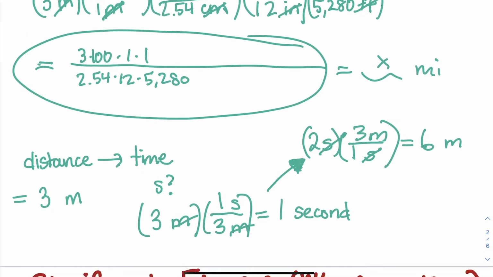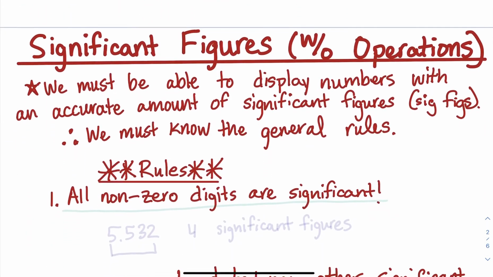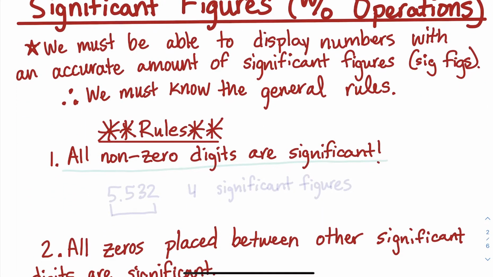Alright, with that being said, let's move on to significant figure rules without operations. So the idea of a significant figure is that we're able to display numbers as accurately as we're able to measure them in lab or other applications. And so with that being said, the rules for finding out however many significant figures there are in a number are as follows. First off, all non-zero digits are significant.